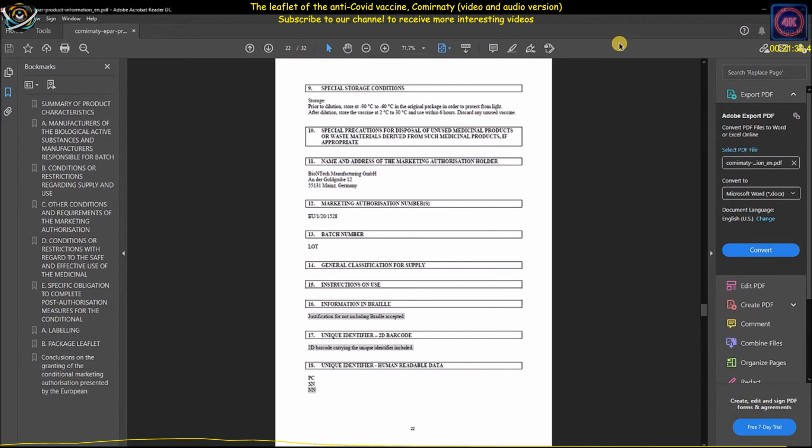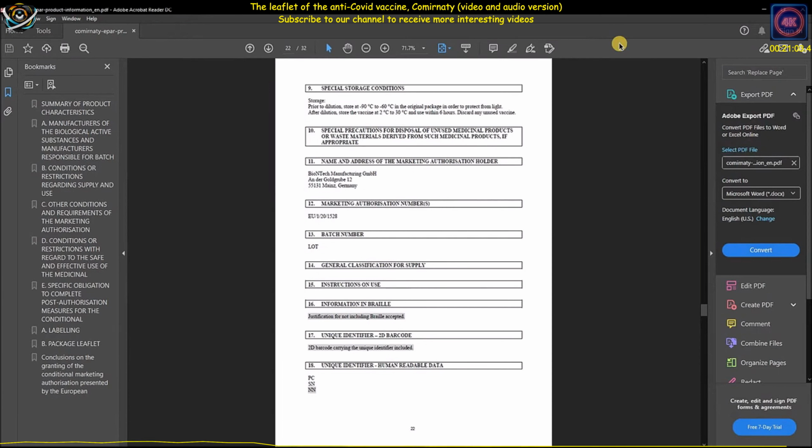11. Name and address of the marketing authorization holder. BioNTech Manufacturing GmbH, An der Goldgrube 12, 55131 Mainz, Germany. 12. Marketing Authorization Number(s). EU/1/20/1528. 13. Batch Number. Lot. 14. General Classification for Supply.